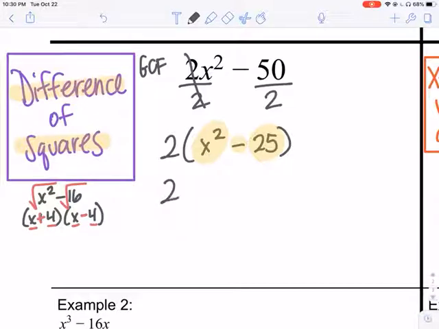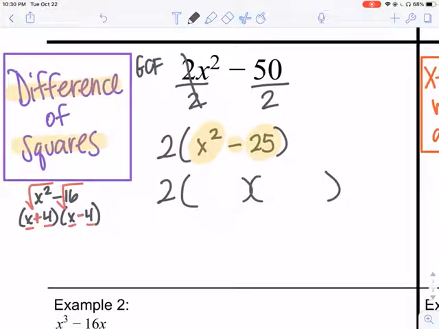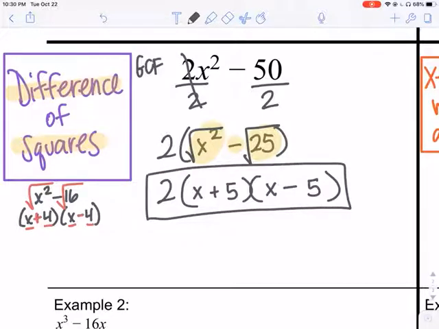So I still have the 2. I'm going to make 2 here. The square root of x squared is x and x. Square root of 25 is 5 and 5. I have one positive and one negative. So this would be my factored form of my original equation here.